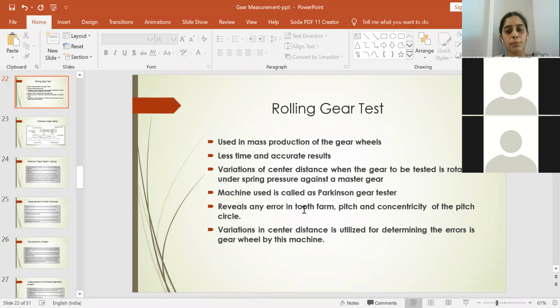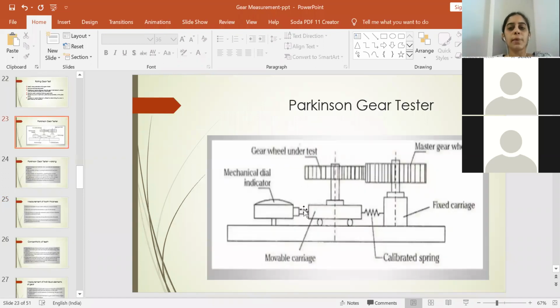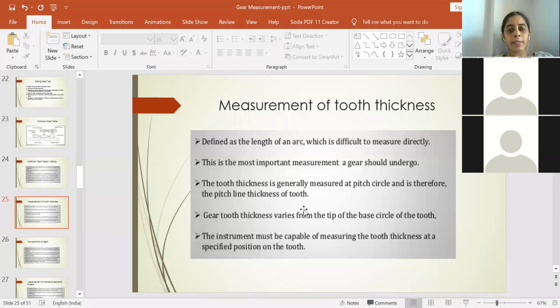Okay, so apart from this, how do we measure the tooth thickness? We have methods to determine the thickness of the tooth in case of any gear. So how do you define it? It is defined as the length of the arc, which is difficult to measure directly. The tooth thickness, I told you, we will have a pitch circle. So from the edge of the flank intercept to the other edge of the flank intercept, that will help in providing the tooth thickness.